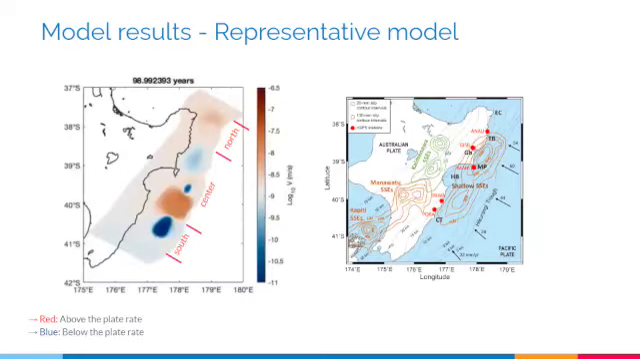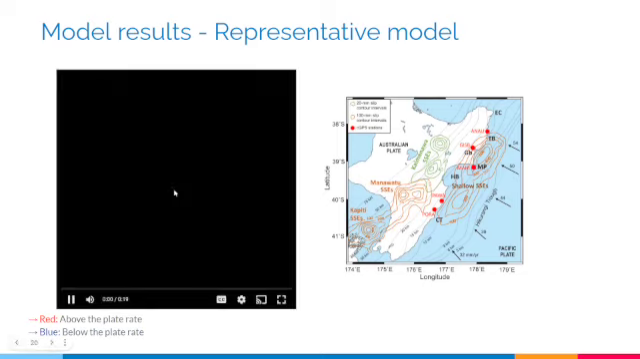So I will show now a movie of the representative model. This is a movie that shows the slip velocity on the fault in log scale. And red is above the plate rate and blue is below the plate rate. So let's play it.